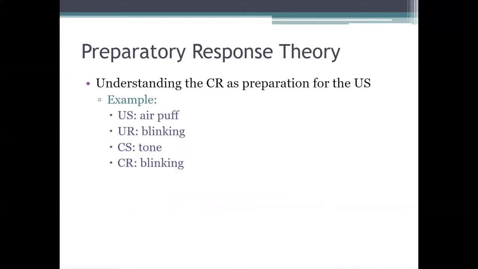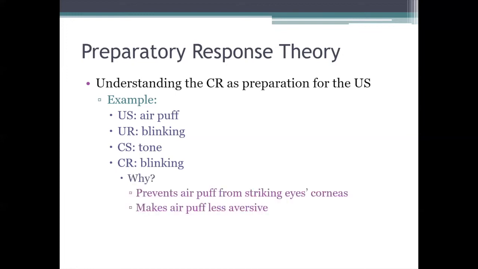Or another example where the CR and the UR are similar like that is the air puff example that I described in my previous video lecture for this week. So in that case, your conditioned response to the tone and your unconditioned response to the air puff would both involve blinking. So why do you blink in response to the tone? Stimulus substitution theory would say it's because the tone has become a substitute for the air puff. But preparatory response theory would say, no, the tone warns you that you're about to get the air puff. So again, the CS, the tone, is a signal for the US, the air puff. And so you blink in response to the tone because that prepares you for the air puff. It helps prevent the air puff from striking your naked eyeballs, including your very sensitive corneas at the front of your eyeballs. And so blinking also makes sense here as a conditioned preparatory response because it reduces how aversive that air puff is. It reduces how unpleasant that unconditioned stimulus is.